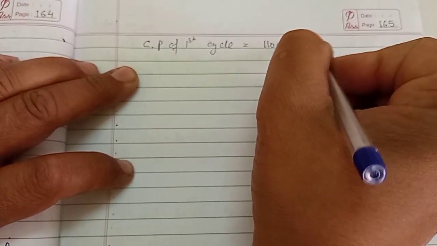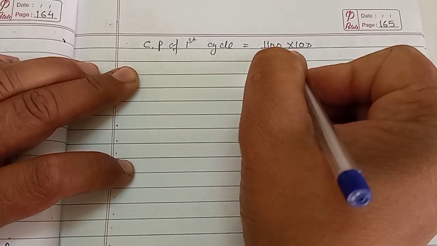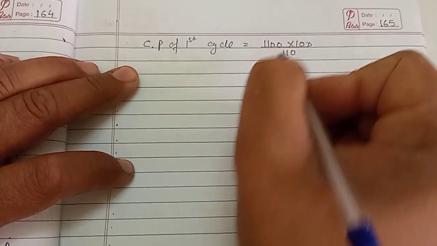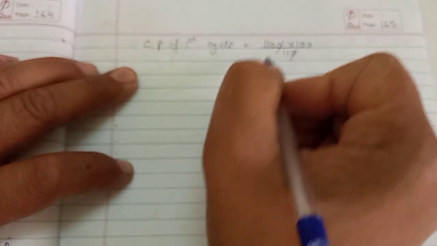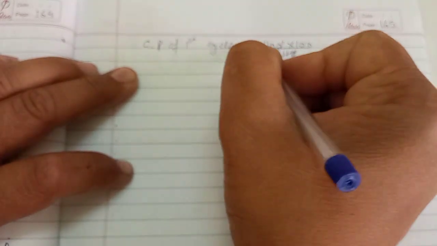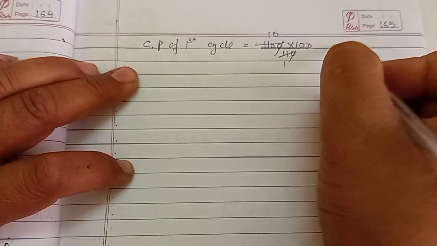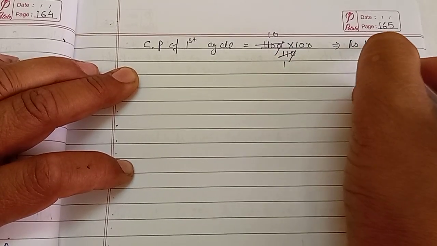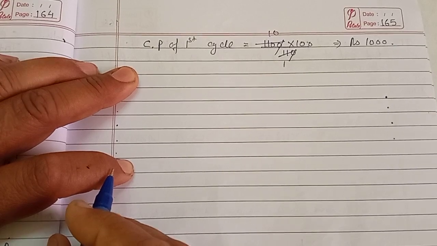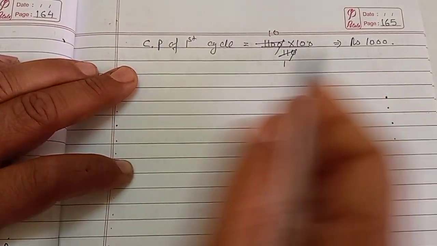1100 into 100 upon how much is the profit? That is 110. Cancel this 0 and 0 with the table of 11. 11 ones are 11, 11 tens are 110. If you multiply 10 into 100, that is rupees 1000. This is the cost price of the first cycle.